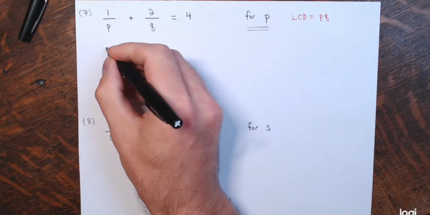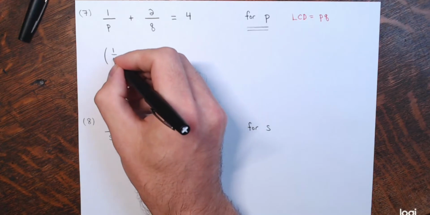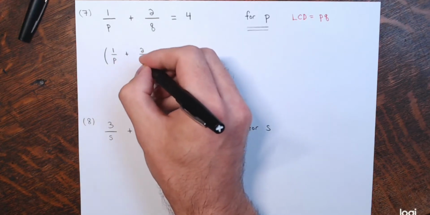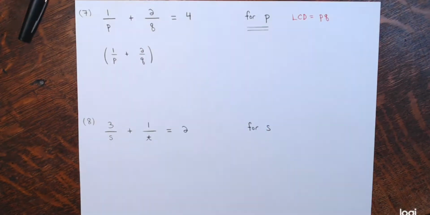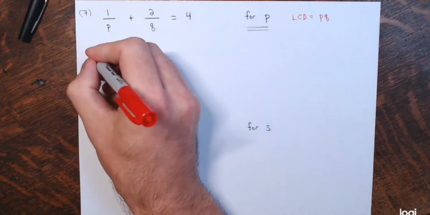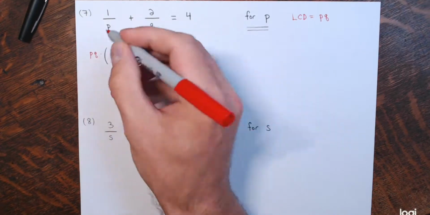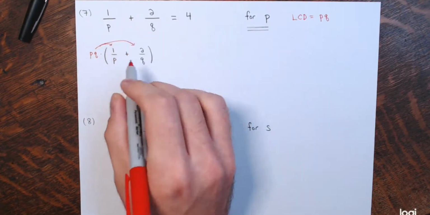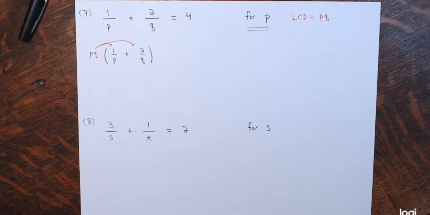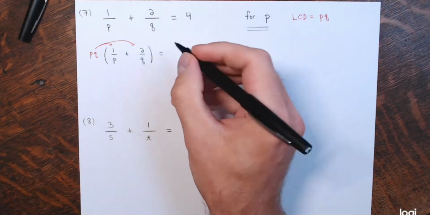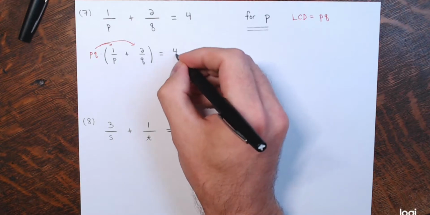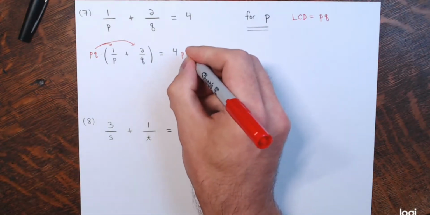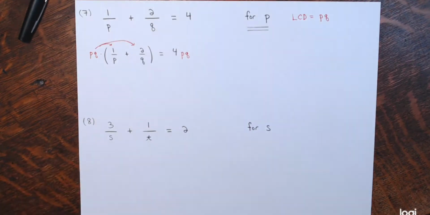So I'm taking the entire left side, 1 over p plus 2 over q, multiplying that by the LCD, pq, and this will require distributing, because there are multiple terms. There's two fractions being added over there. Equals, and then the other side, 4, also multiplied by the LCD. So I'll just have 4pq on that side.